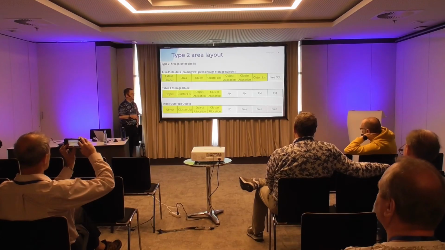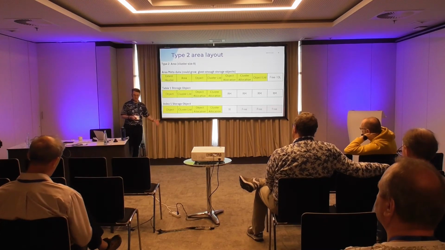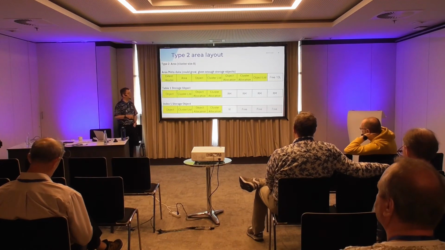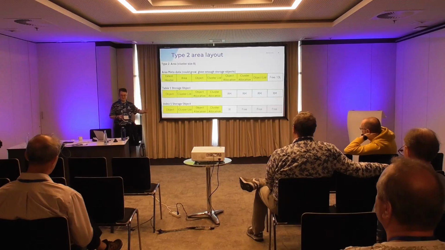Now, this object list contains a data structure that can grow as you assign more and more storage objects to the area. So that last free block, in this case, I'm just showing cluster size 8, but conceptually 64 and 512 are similar. If this structure grows, then this free block could be reformatted as an object list block to continue that data structure.